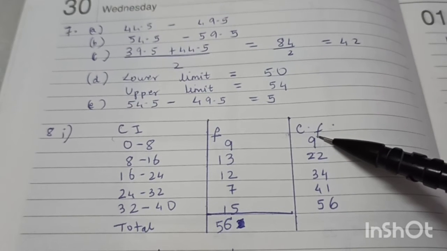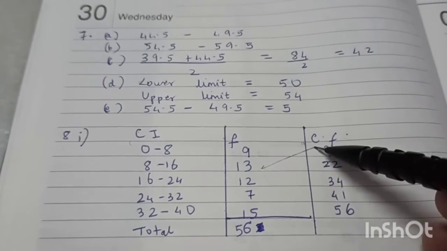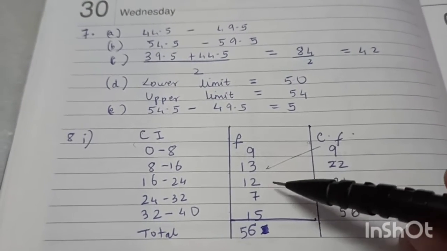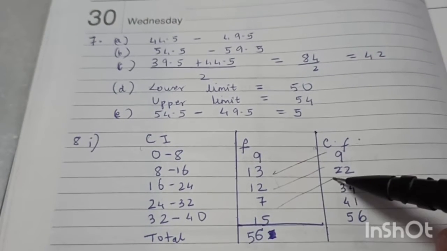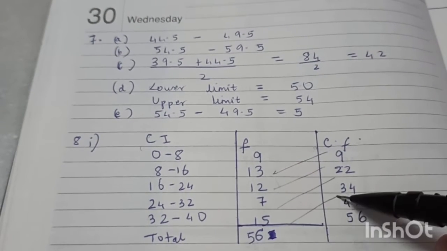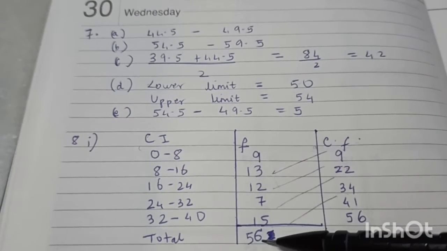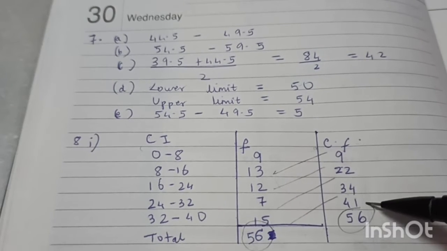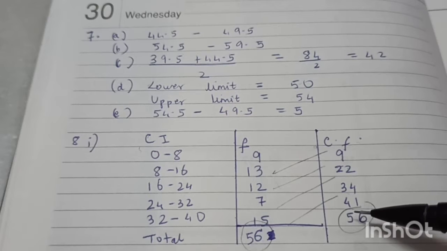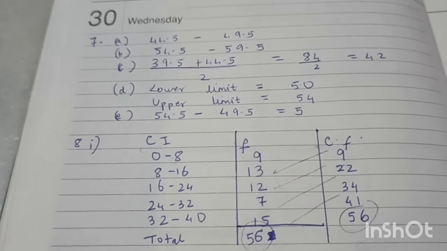Next we do 13 plus 9, that becomes 22. Then 12 plus 22, that becomes 34. 7 plus 34 is 41 and 15 plus 41 is 56. And if you total these frequencies, it will also be 56. So the total of frequencies and the final cumulative frequency should be the same. What is the use of cumulative frequency? Well, we'll study that in a bit.